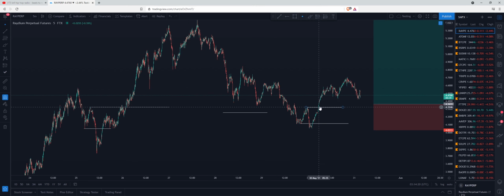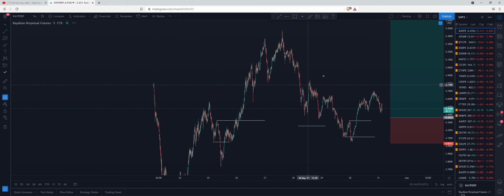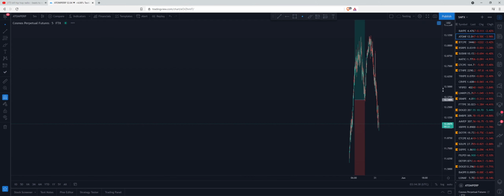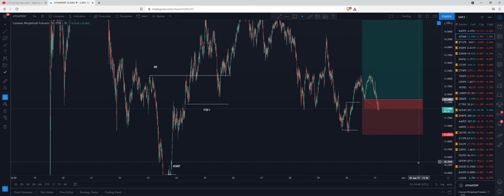So I jumped in a position at market, around 435-ish, around this level. So I'm sitting in a small amount of profit, but it's not much. If I do get stopped out on this, it's unfortunate, but it would mean that my Bitcoin short will be in a lot of profit. And it's a similar situation for Atom here, except Atom is not looking as bright.